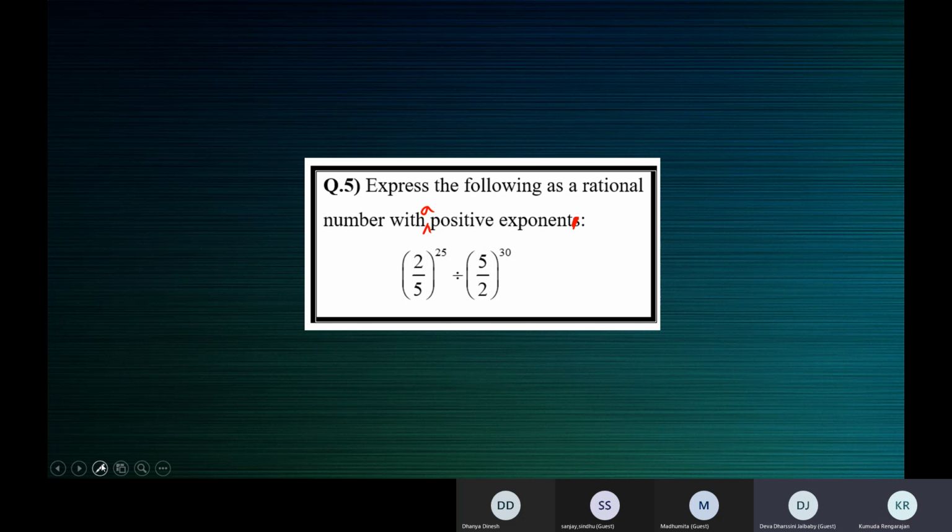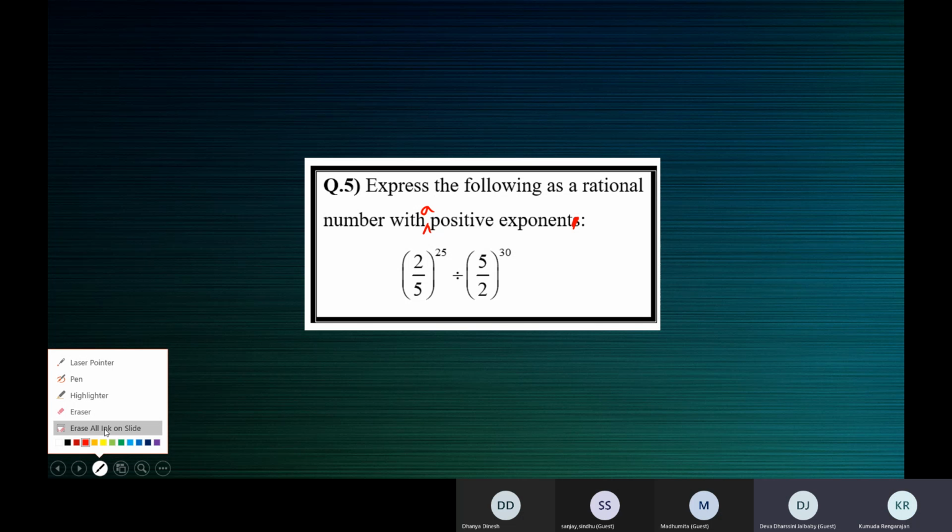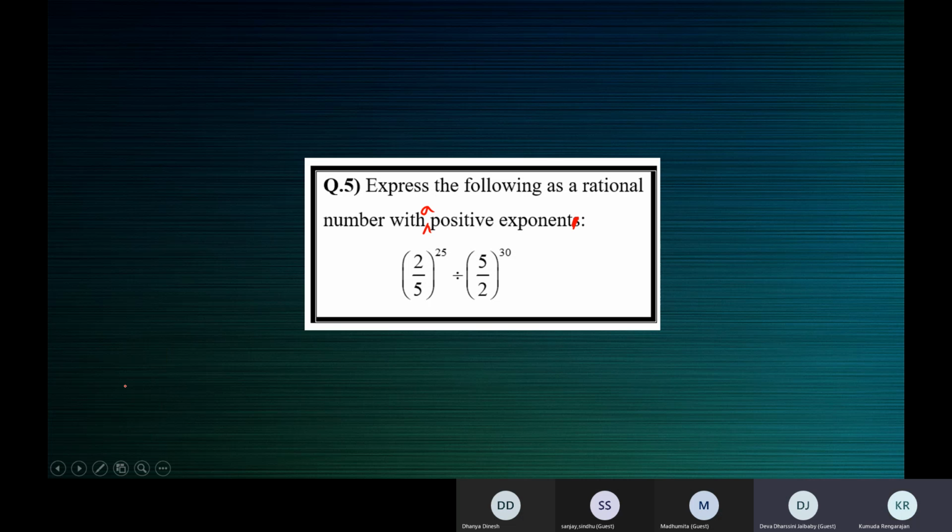So children, the first thing is, how do we get started? We don't understand what should be the first step. Ma'am, here the exponents are in positive form, so we should reciprocate the numbers here. Correct. So we see the division symbol here, but the bases are not the same.